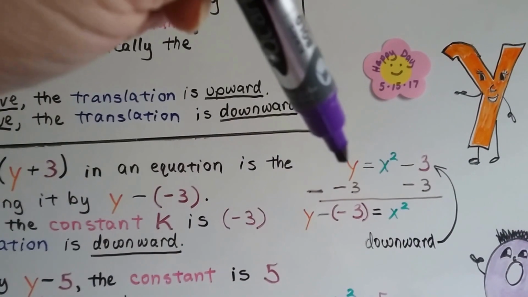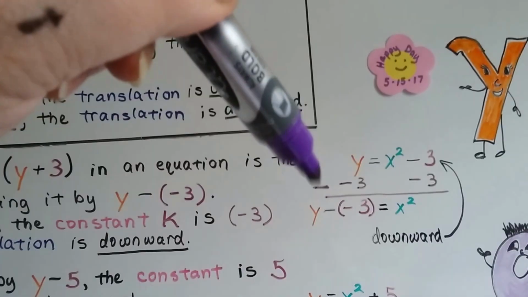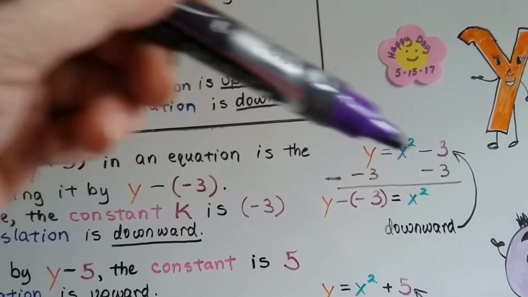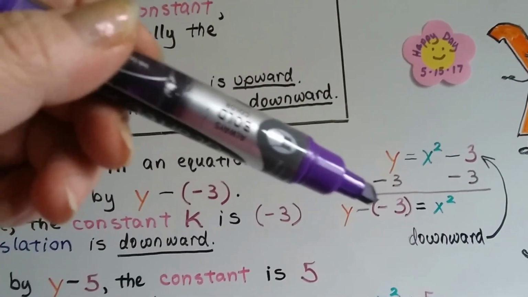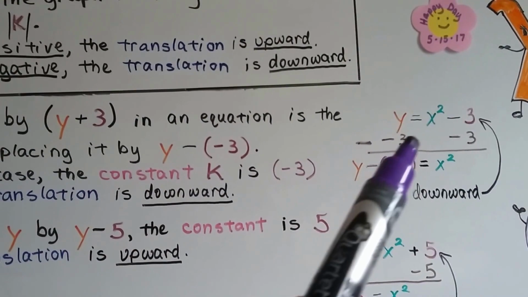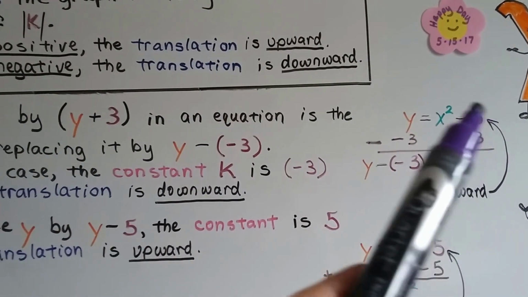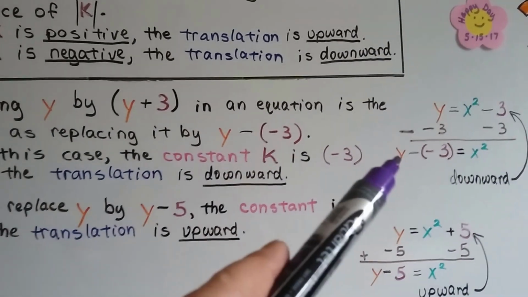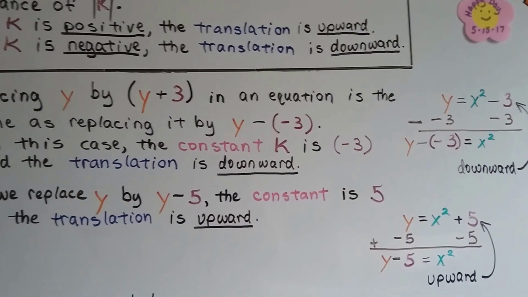So if we had y equals x squared minus 3 and we subtracted, not added, if we subtracted a negative 3 from each side of the equation, we would get rid of that negative 3 here, but we'd have y minus a negative 3 on this side, see? It's the same thing as x squared minus 3. That's a downward translation because we have minus 3 there, see? On the y side, we get a double negative. See that?